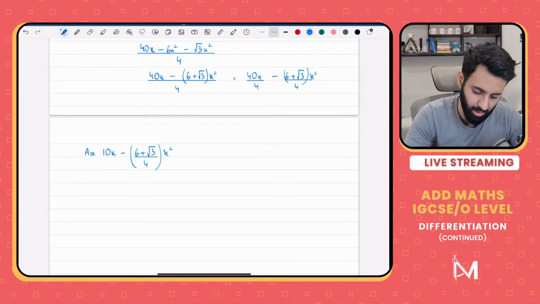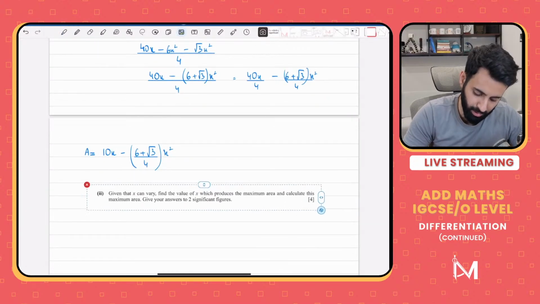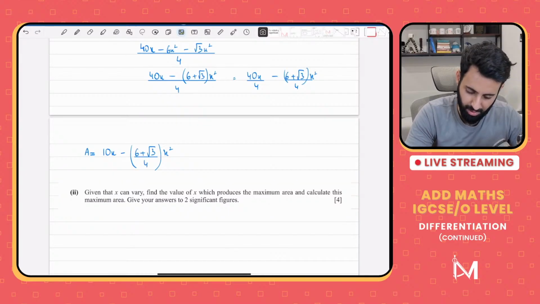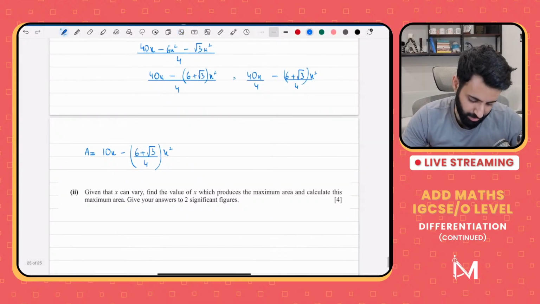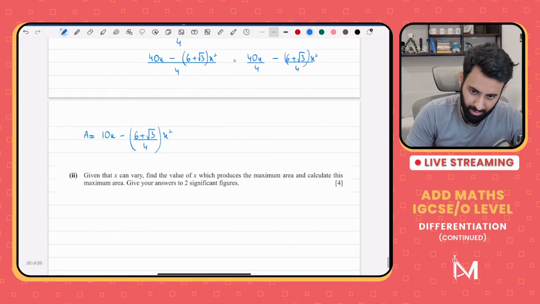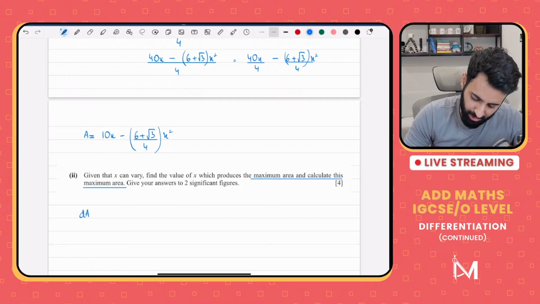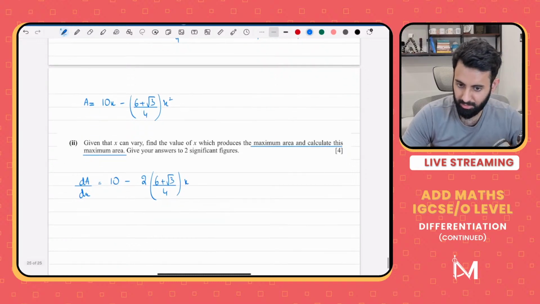3 marks. Now, there will be a follow-up part where you're supposed to find out the stationary value, and that's very predictable. Given that x can vary, find the value of x which produces the maximum area and calculate this maximum area. Okay, no big deal. So we're supposed to find out dA by dx. So dA by dx will be equal to 10 minus 2 times 6 plus root 3 upon 4 into x.